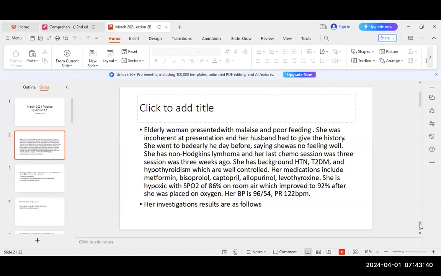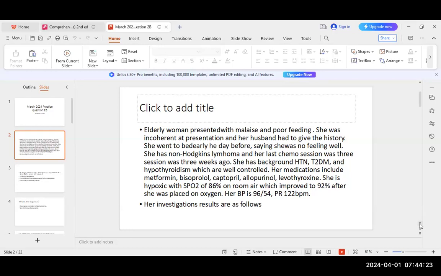The question says, an elderly woman presented with malaise and poor feeding. She was incoherent at presentation, and her husband had to give the history. She went to bed early the day before, saying she was not feeling well. She has non-Hodgkin's lymphoma, and her last chemo session was 3 weeks ago. She had background hypertension, type 2 DM, and hypothyroidism, which were well controlled. Her medications include metformin, bisoprolol, captopril, allopurinol, levothyroxine.